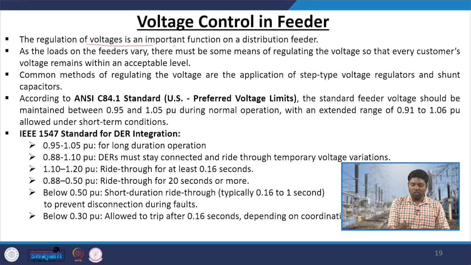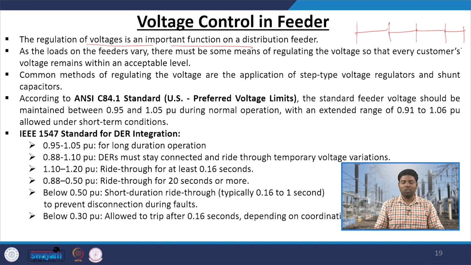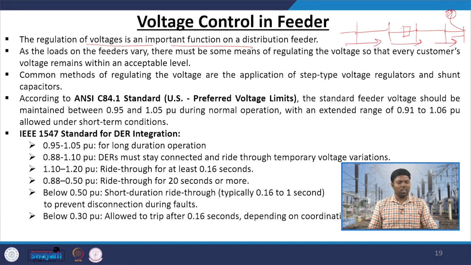The regulation of voltage is important for the distribution feeder. First, you have a radial structure mostly for the distribution network. So, as you keep going from your substation, your voltage will keep reducing. At the furthest end, the customer will experience a very low voltage, which you cannot afford. So, some arrangements have to be there in your feeder so that the voltage level is boosted to keep the furthest end voltage constant or within a certain limit.